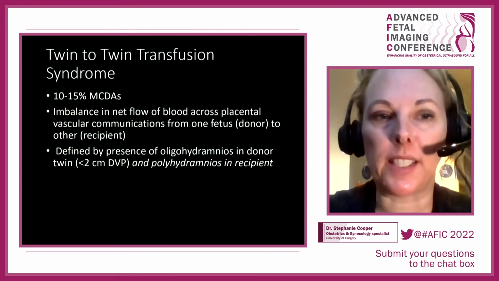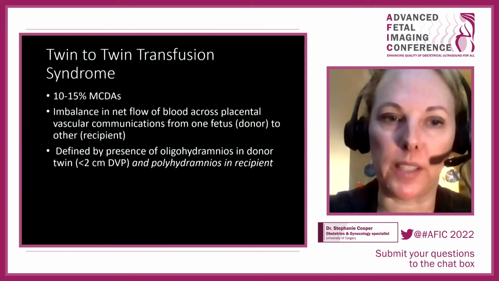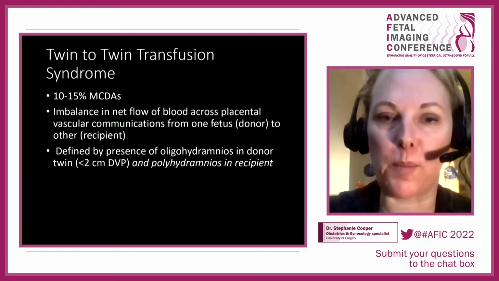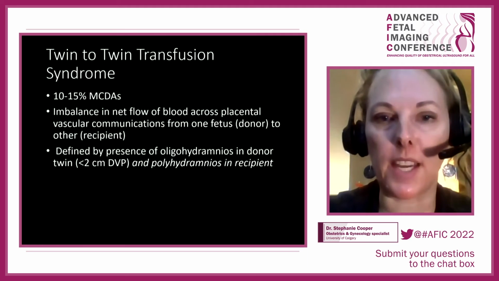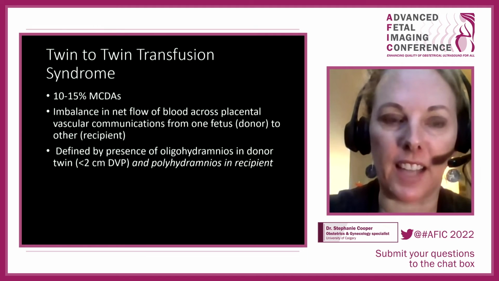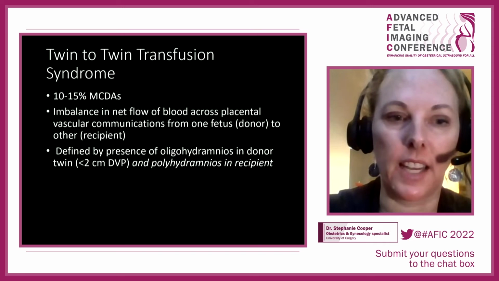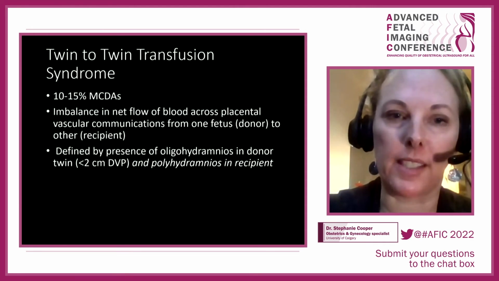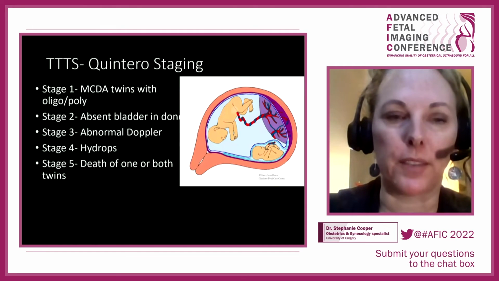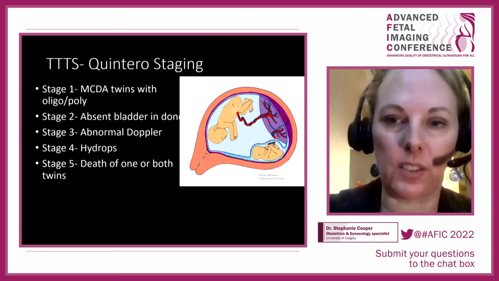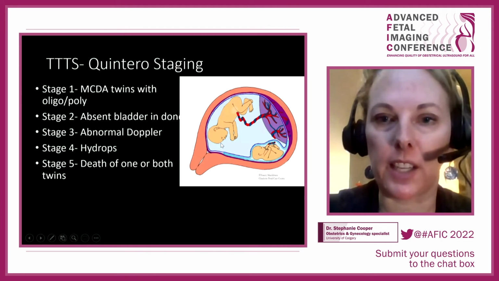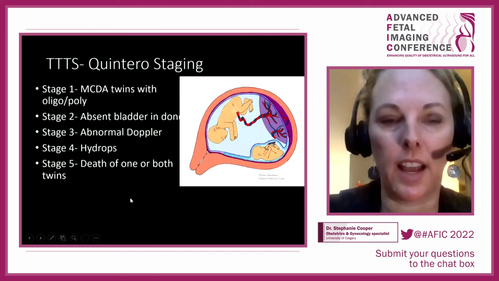Okay, it happens in 10 to 15% of all of these twins, so not uncommon. It's an imbalance in the net flow of blood across the placenta. So basically what happens is one baby has dominance, we call the donor, and the other is a recipient, defined by poly and oligo, okay? And again, the poly with the other babies is really important. And there are different stages. So poly-oligo is by definition TTTS, with an absent bladder in the donor. This particular baby had stage 2, then abnormal Dopplers, hydrops, or death of one or both babies.